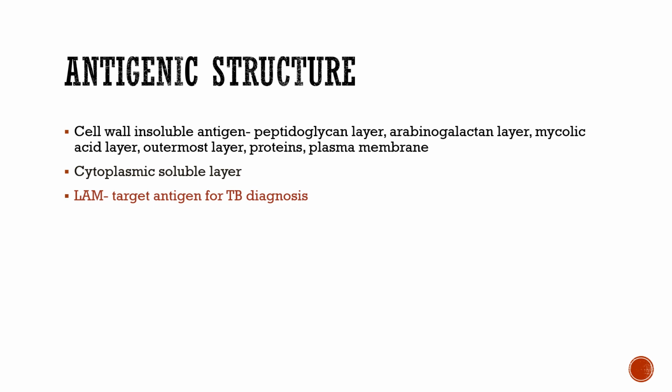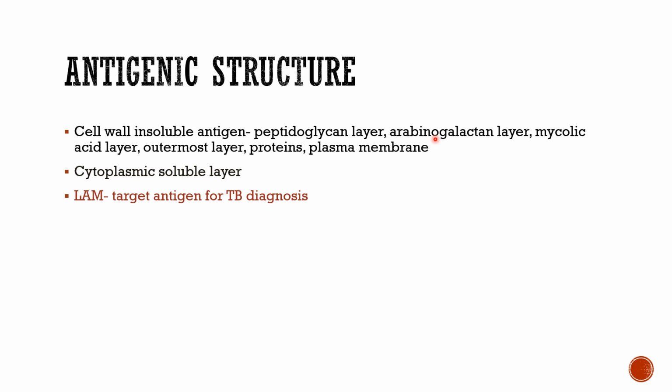The antigenic structure is divided into two forms. One is the cell wall antigen that is insoluble in nature, and the other is the cytoplasmic soluble layer. Now, the cell wall insoluble antigen has various layers. So, first layer being the peptidoglycan layer. This layer ensures that there is rigidity and shape to the cell.